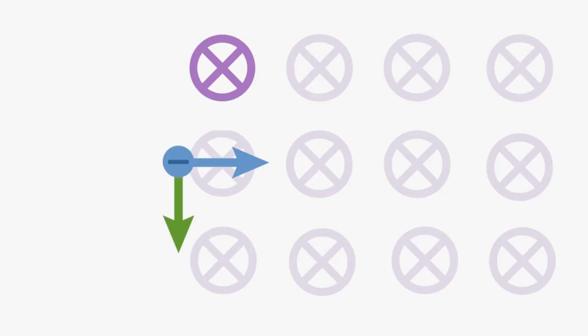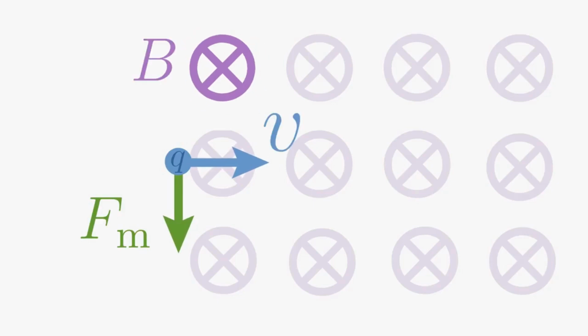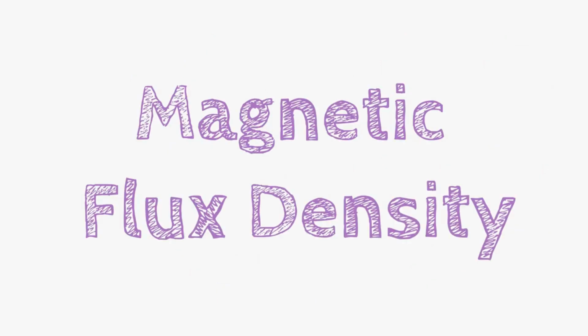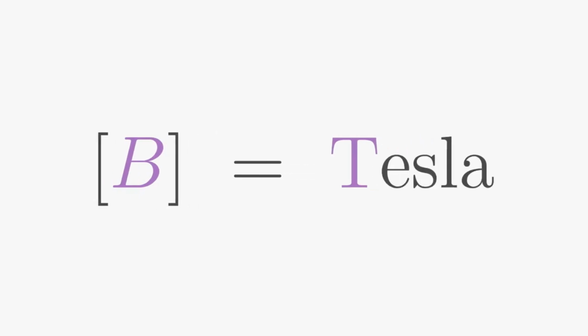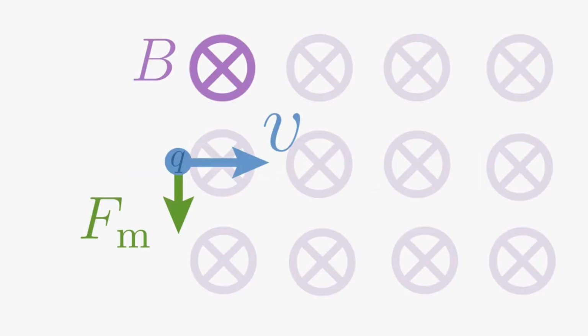Lorentz force equation. How can we calculate the Lorentz force as a magnetic force? Let's denote the charge of the particle with the letter Q. We denote the Lorentz force with Fm, the velocity of the charge with v, and the strength of the magnetic field with B. B is also called magnetic flux density and indicates how strong the magnetic field is. The unit of B is Tesla.